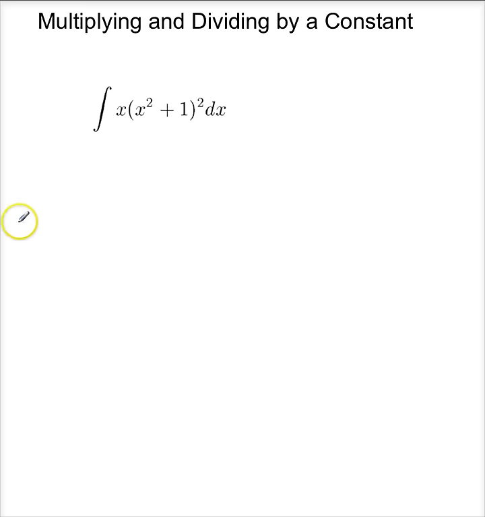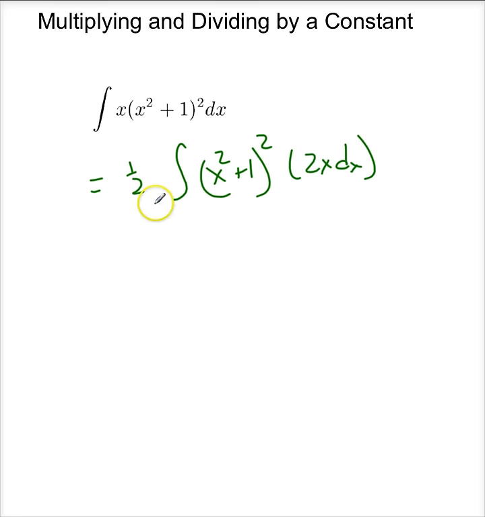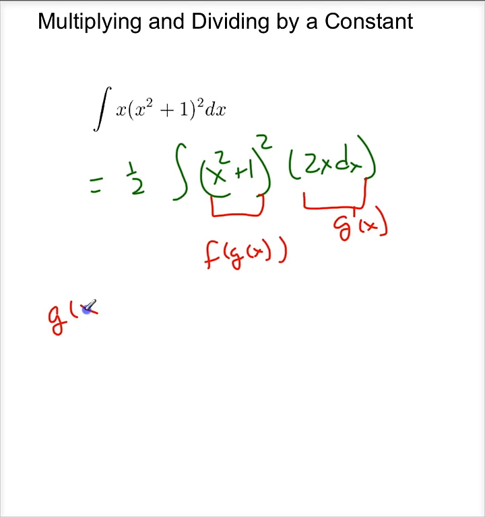Now, sometimes you want to multiply and divide through by a constant. This one is not directly in the form. Let me rewrite this as 1/2 times the integral of (x squared plus 1) squared times 2x dx. I haven't done anything. I'm multiplying and dividing by 2. So this right here is f evaluated at g of x, while this part right here is g prime of x, where g of x is obviously x squared plus 1, so g prime is 2x.